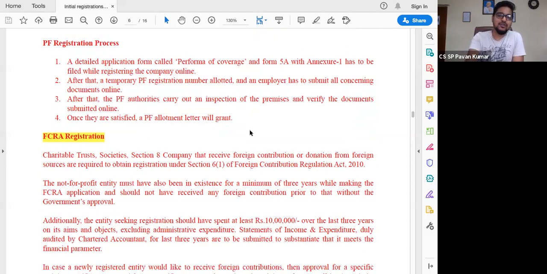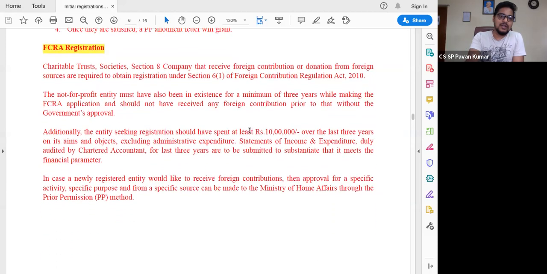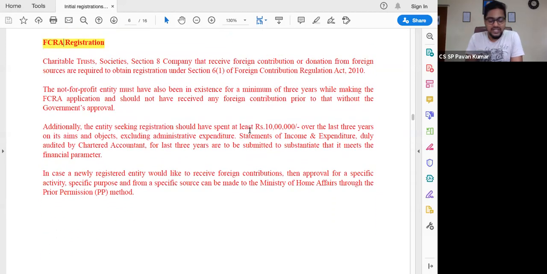Okay, so far we've seen what is a PAN, what is a TAN, GST, shops and establishment, ESI, PF, SSI, and government purchases. So we've seen so many things so far. Now going forward is FCRA registration.